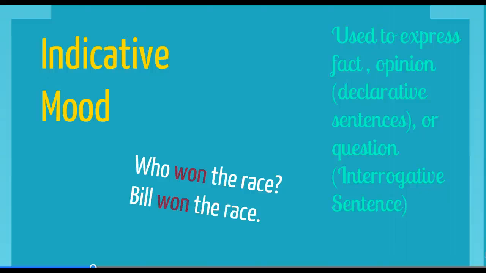You can see here when we're using the indicative mood, we're going to conjugate our verbs the same way. We'll still do past tense with past tense, present tense with present tense. And the mood sort of doesn't change the conjugation.